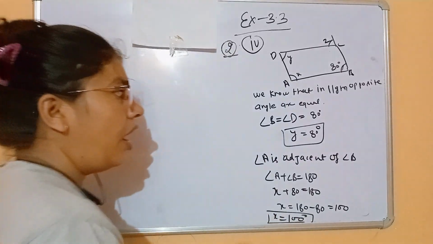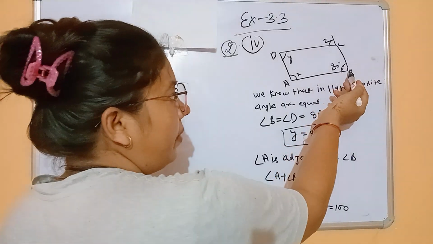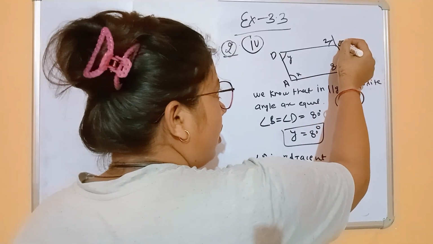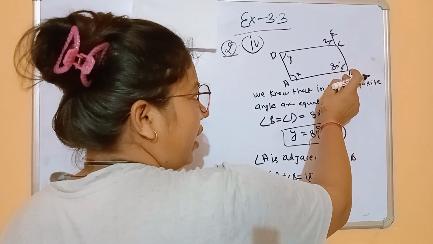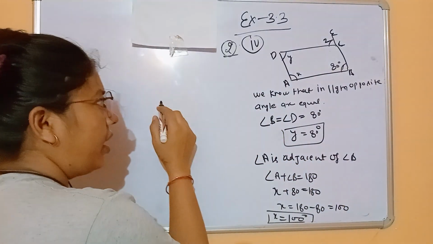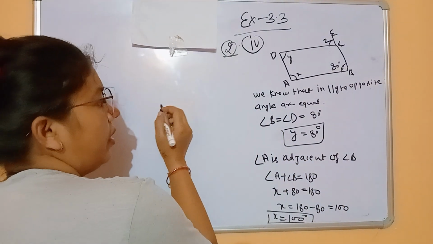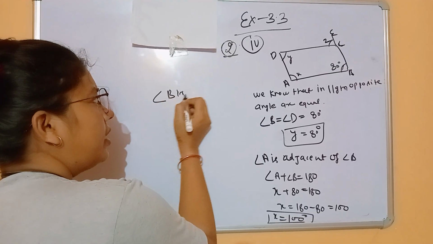Okay. Now we find z. Okay. So we saw easily here angle B is, here we can write E. So now we saw easily angle B is alternate of angle E. So here written angle B is alternate angle.